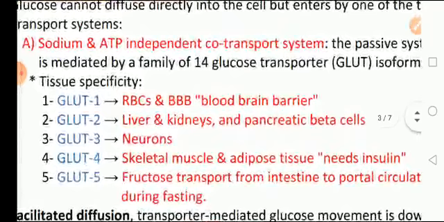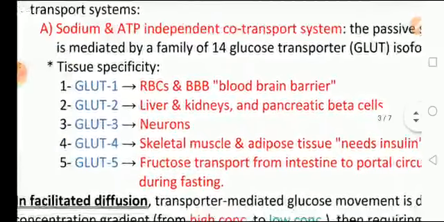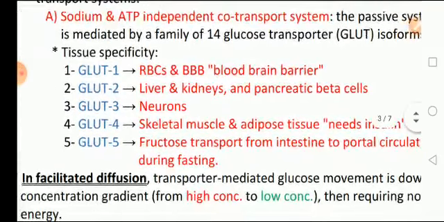It is mediated by a family of 14 glucose transporter isoforms known as GLUT. Actually, these transporters have a tissue specificity, which means GLUT1 is only found in the red blood cells and the blood-brain barrier. GLUT2 is only present in liver, kidney, and pancreatic beta cells.